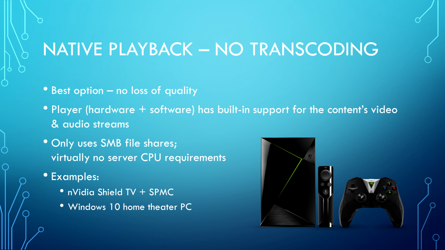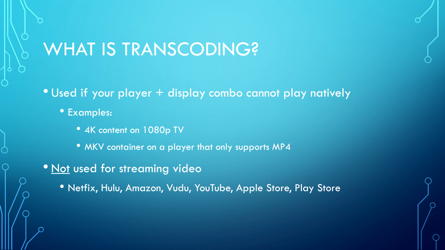Some examples of things that will do complete native playback of everything are the NVIDIA Shield TV and a Windows 10 home theater PC. If your player, combined with your display, can't play all the content natively, then you're going to need transcoding, which, as I mentioned earlier, is the process of taking a video or audio format and changing it to a different one or a different resolution.